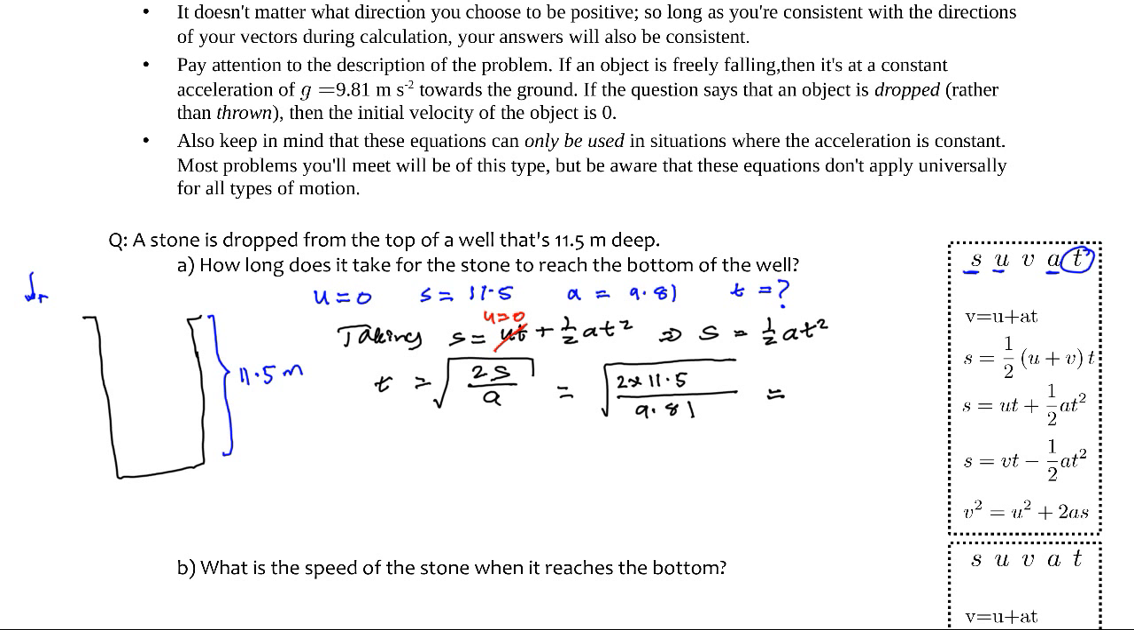And what do I get when I do that? So 2 times 11.5 divided by 9.81, and then the square root, gives me a value of 2.34, and this is in seconds. So it takes 2.34 seconds for the stone to reach the bottom of the well.